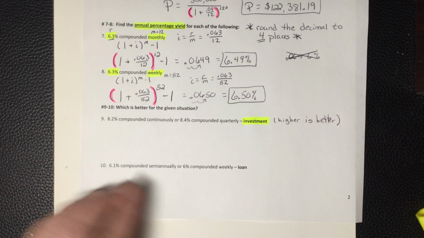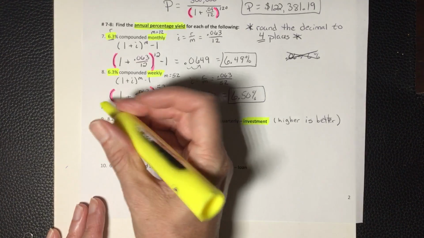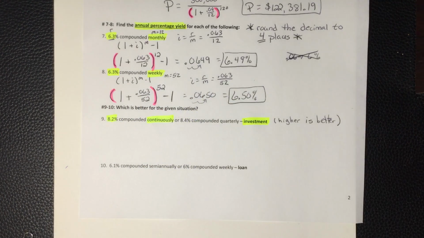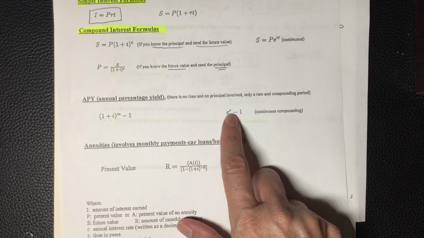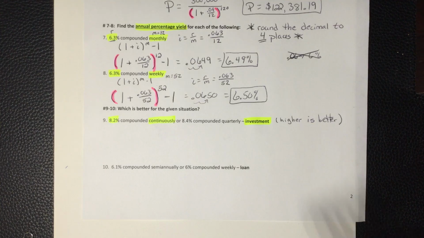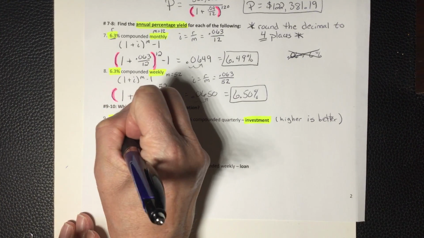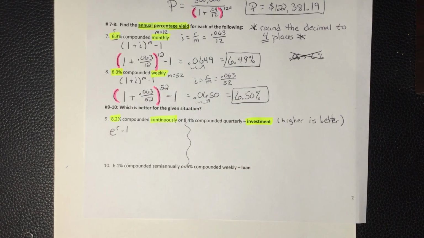All right, so let's take a look at this one. This one says 8.2% compounded continuously. So we haven't seen that word continuously yet on this video. So when I look at my formula chart, instead of using this formula, I'm going to use this one. All right, so this is going to be e to the r minus 1. So I'm going to try to do this in 2 different sections.